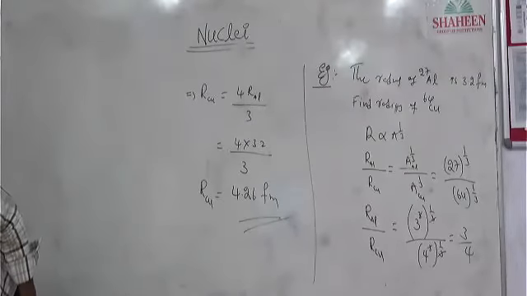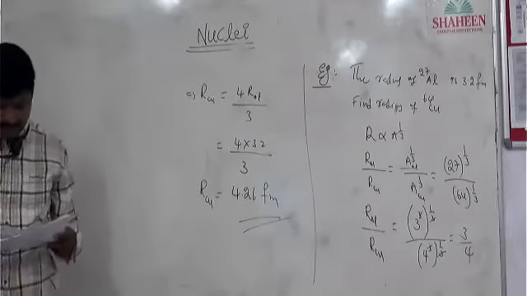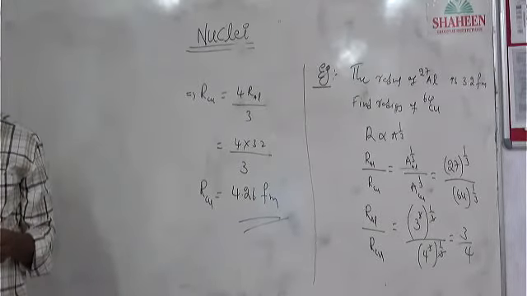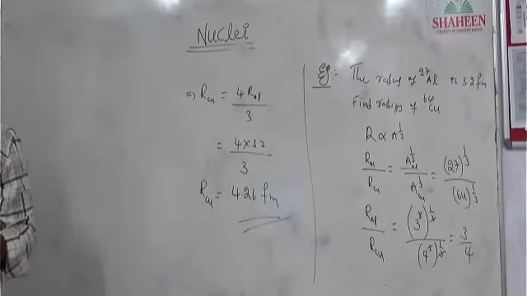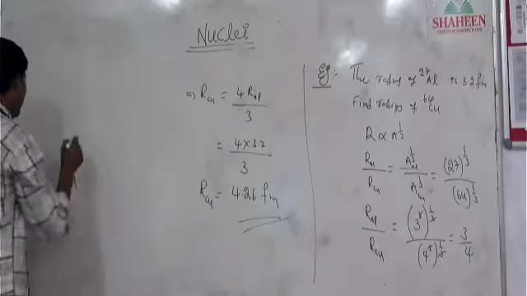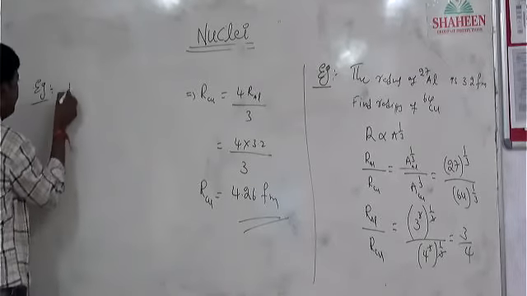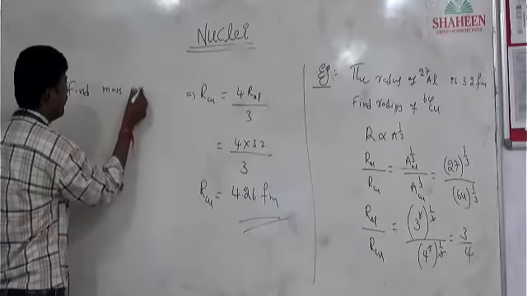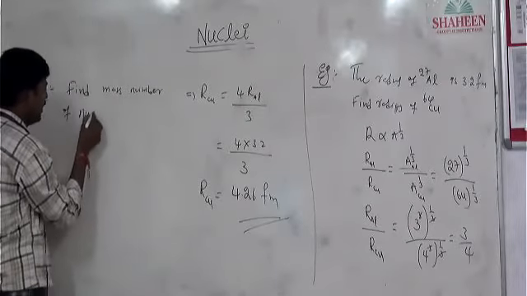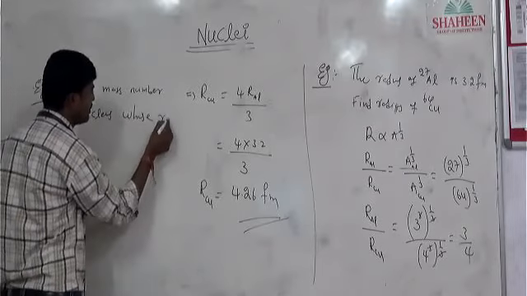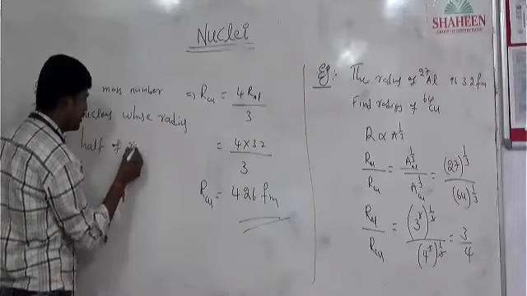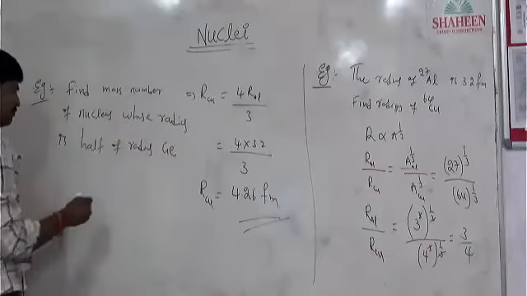Then one more question you see. Calculate the mass number of that nucleus whose radius is half of the radius of, I am writing, C. Example: find the mass number of the nucleus whose radius is half of the radius of germanium 72.